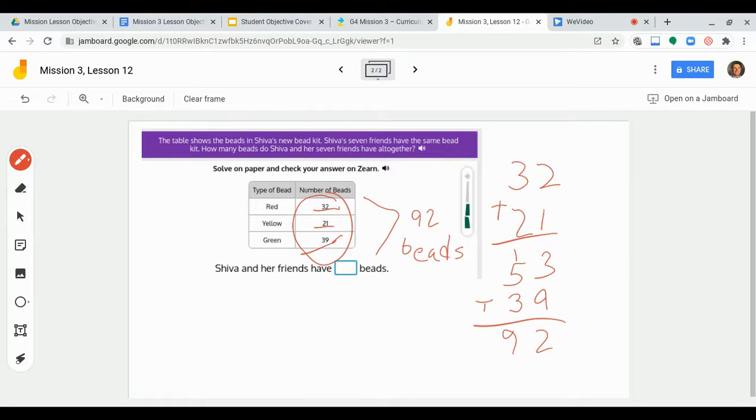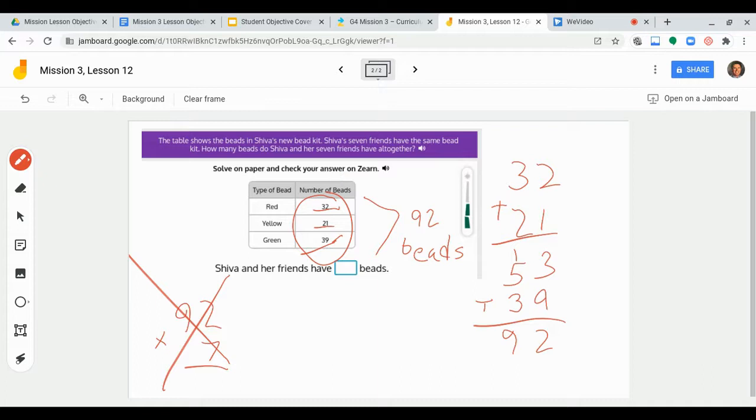Your initial instinct will be to do this: 92 times 7. Because you will see, well, there's 92 beads in a kit, and she has 7 friends. Well, how many beads is that total? However, that's actually not correct. That is not what you want to do. Because it's Shiva and her 7 friends. Well, you can't forget about Shiva.